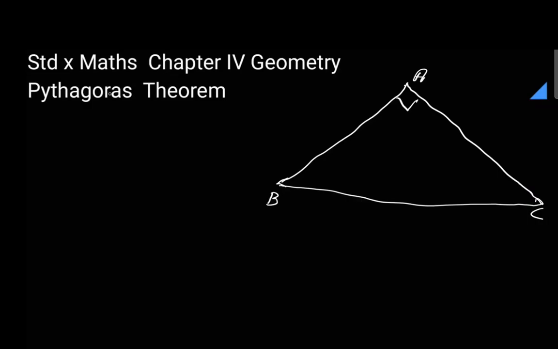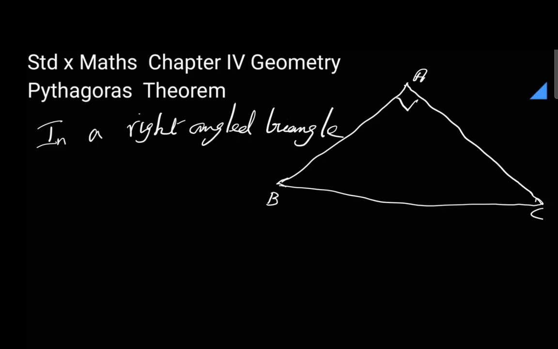Standard 10th Maths, Chapter 4, Theoretical Geometry, Pythagoras Theorem. The statement of the Pythagoras Theorem is, in a right angle triangle, the side opposite to 90 degree is the hypotenuse.